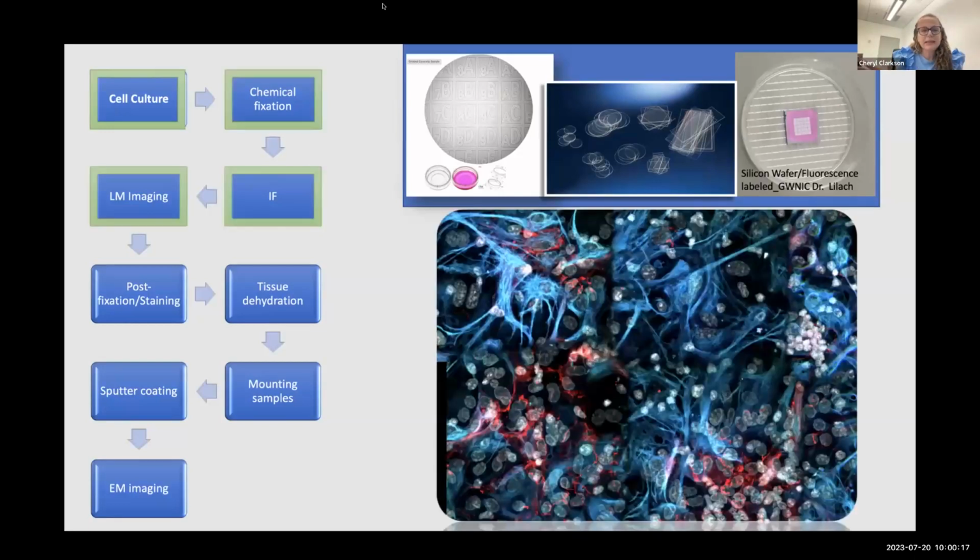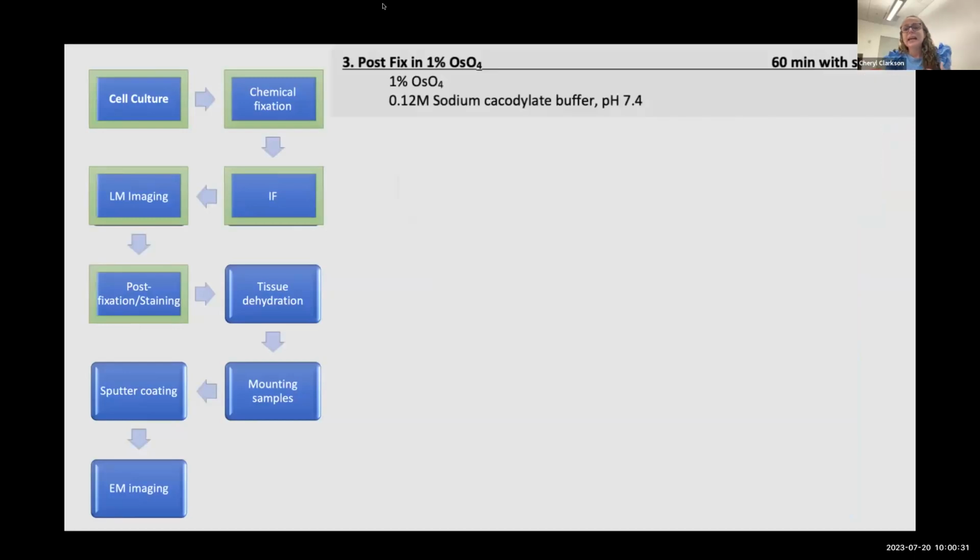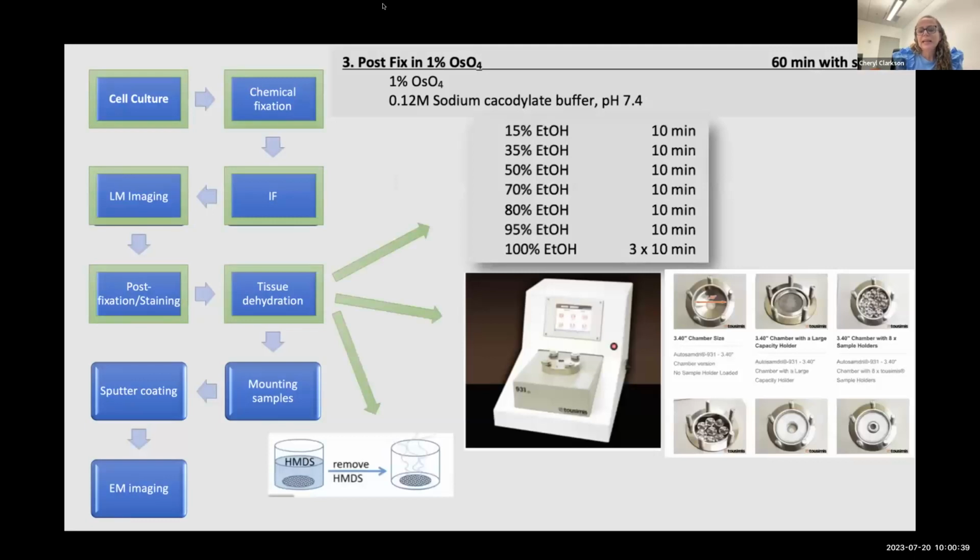Then we are going to be running the chemical fixation as we talked about before. We are going to run our immunofluorescence in our cell culture. And at the end, we are going to finish with the light microscopy imaging. We are going to choose our region of interest. And after that, we are going to start the EM processing with the post-fixation, the staining with osmium, and running as a regular sample processing with the alcohol dehydration, and then going with the CPD or the HMDS. Right now we are using the HMDS a little bit more to keep the ultrastructure as beautiful as we can.